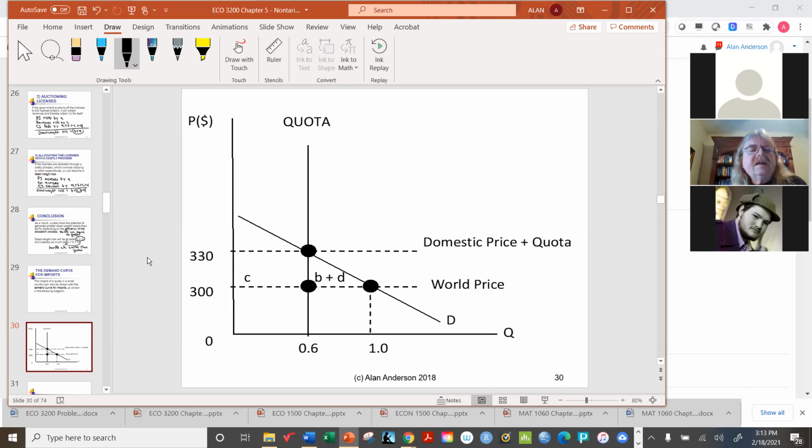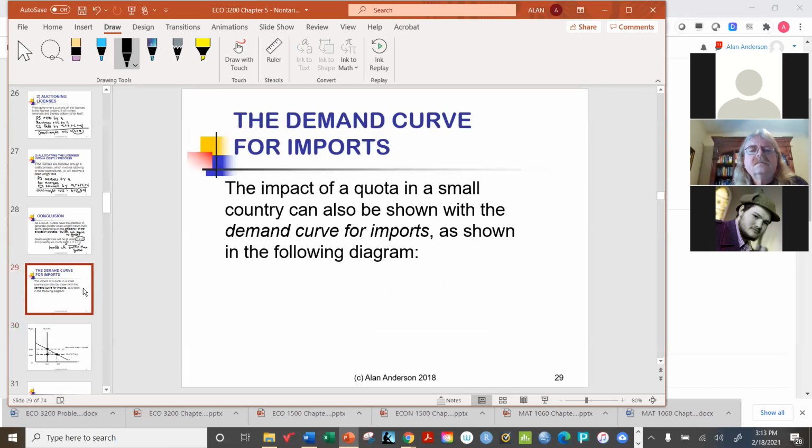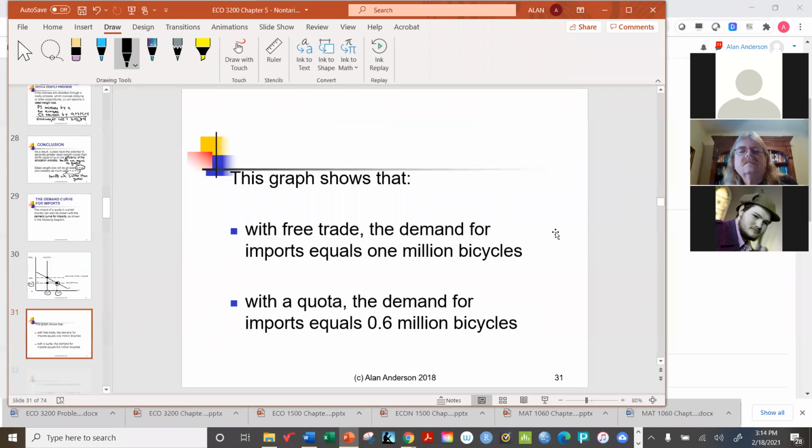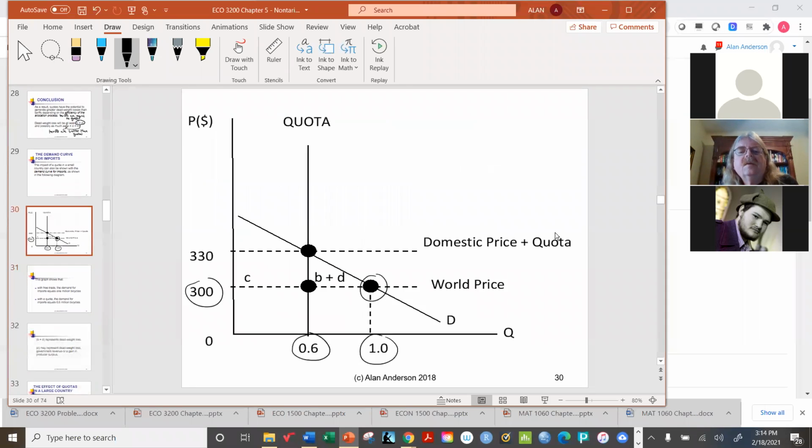So you can think of this as a sort of a demand curve. It represents how much we're willing and able to buy. Presumably, in this case, we're willing to buy the entire output of 600,000 units of this product. So this curve is vertical. And under normal conditions, we would pay $300 each for 1 million bicycles. But with a quota, we can only buy 600,000.